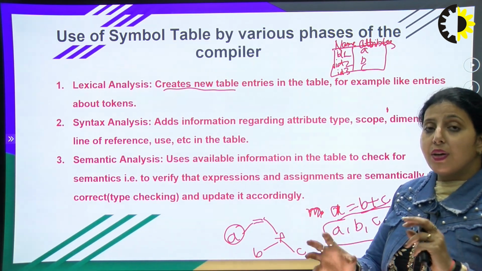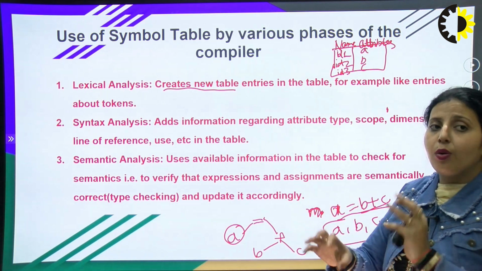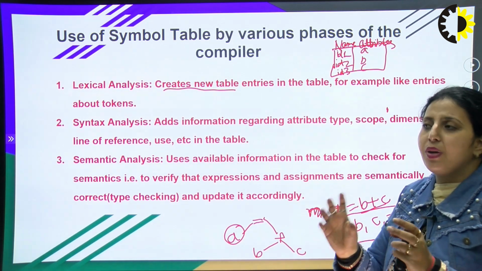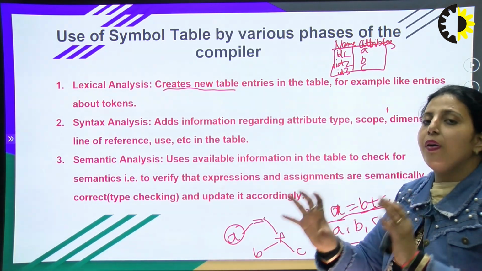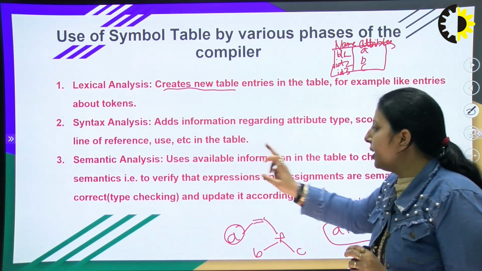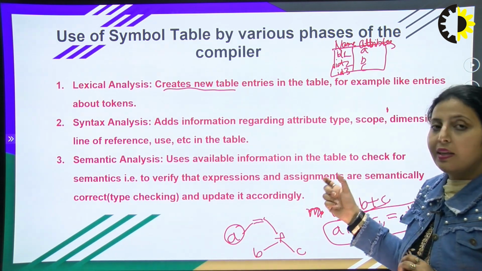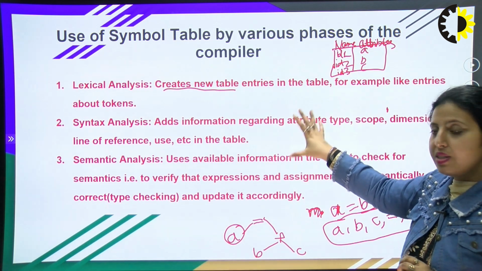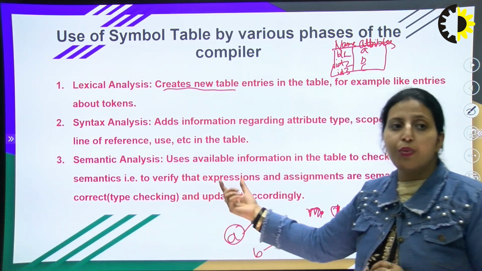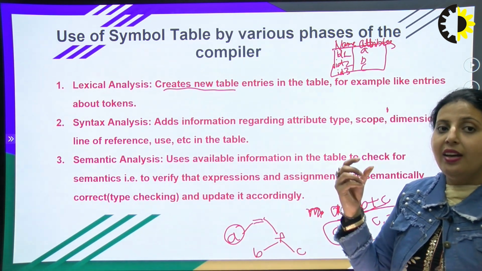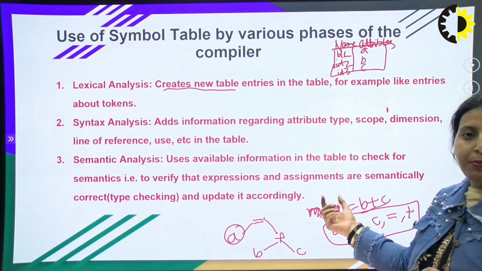Annotated parse tree means a parse tree with all the expressions and assignments verified, or we can say that by checking whether it is semantically correct or not. So, it uses the information available in the symbol table. Basically, the information that has been stored in the symbol table is used to verify the expression and assignment, like here, A equals B plus C.